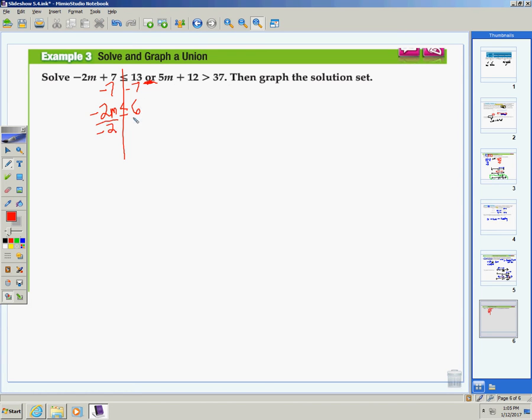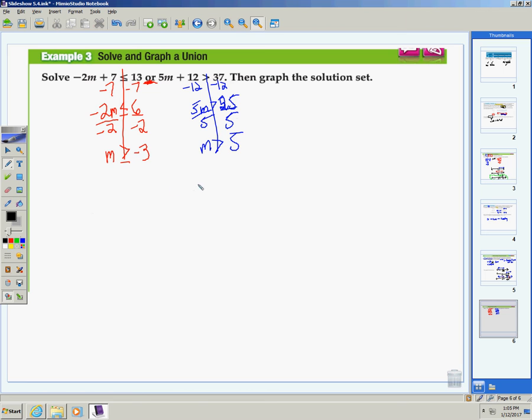And then when we divide each side by negative 2, whenever you divide each side by a negative number, the inequality sign flips. So I end up with m is greater than or equal to negative 3. Then I'm going to go ahead and do the one on the right. Subtract 12 from each side. I get 5m is greater than 25. Divide each side by 5. I get m is greater than 5.